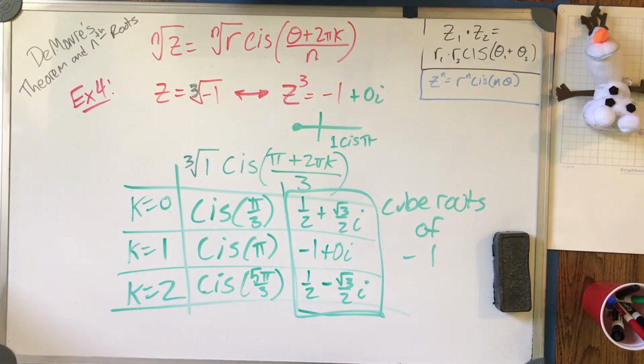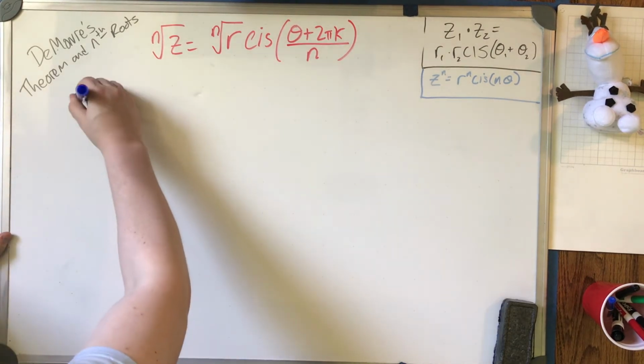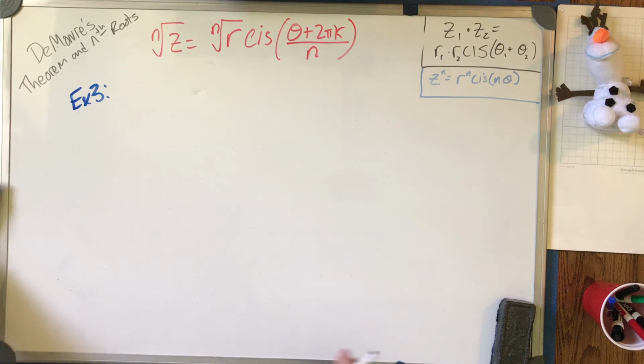That would be virtually impossible for us to do algebraically with traditional algebra like you're used to. So it's a very neat property. Let's jump back and do example 3 now, that we've done example 4.